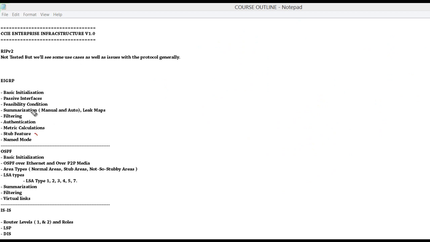We'll talk about the EIGRP stub feature. We'll talk about EIGRP named mode. We'll also talk about EIGRP authentication, as EIGRP in the normal AS mode that we configure will accept MD5 authentication, but when you use named mode, Cisco also allows for SHA authentication. So we'll talk about EIGRP in great detail.